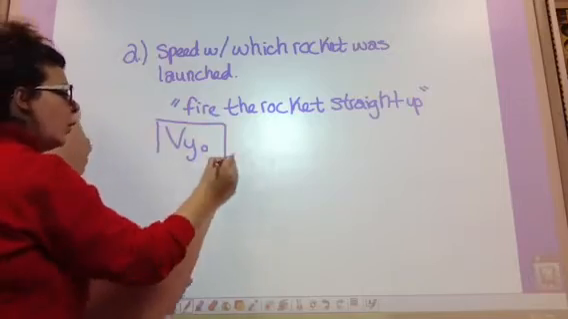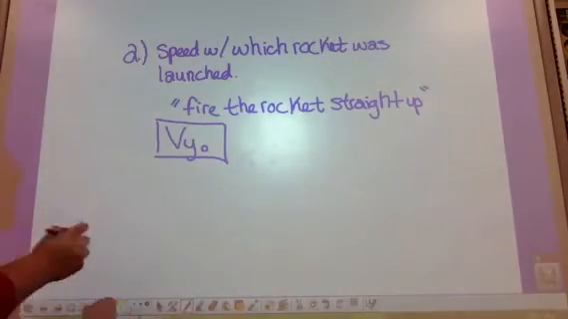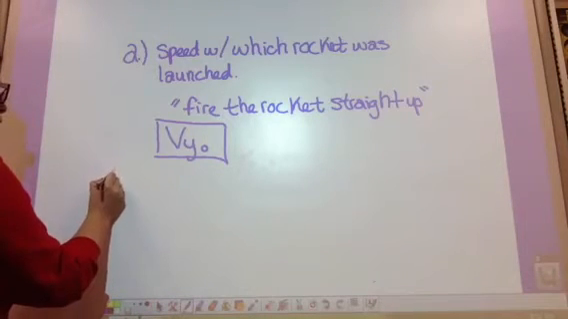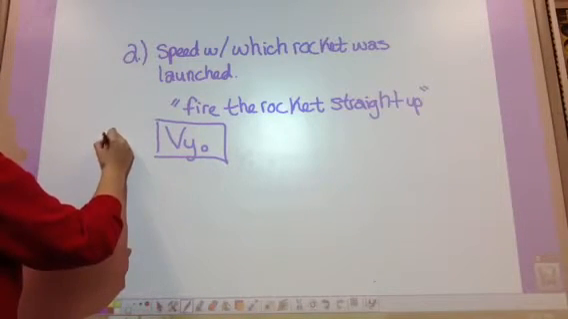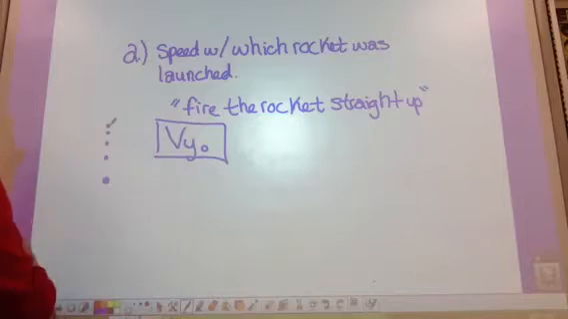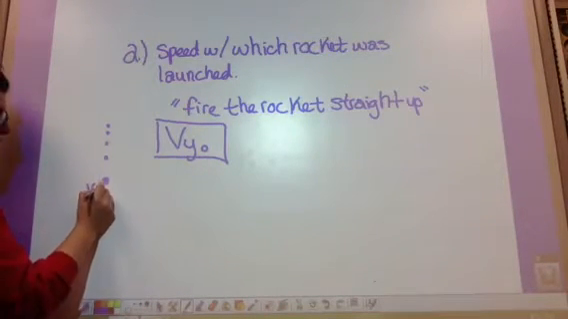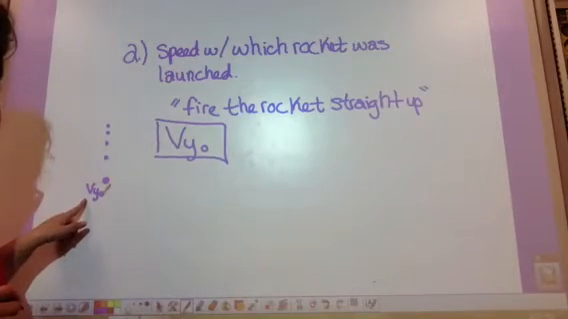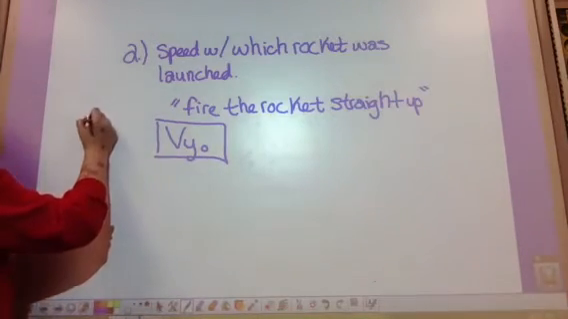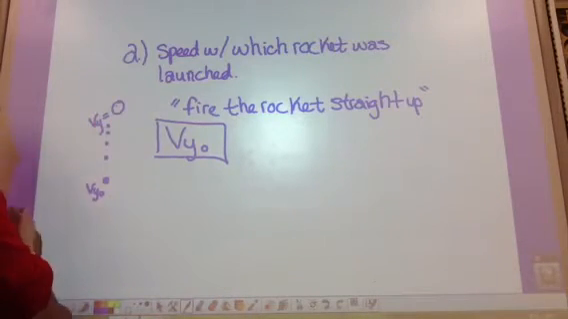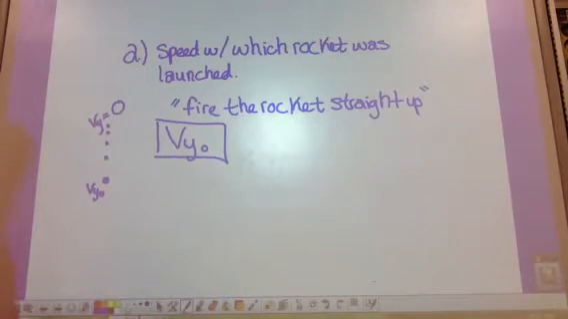That's what I'm trying to solve for here. This is my goal. And I want to draw this. We're launching a rocket. And I know that I initially launch it with some type of initial velocity. And then when it gets up here, at the peak, it's going to be 0.